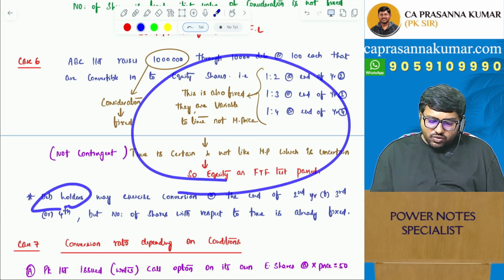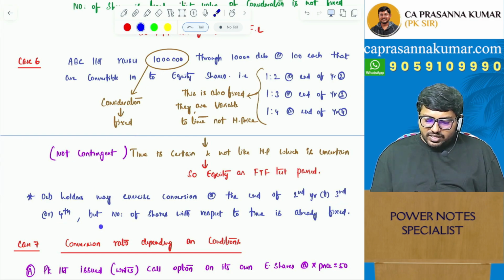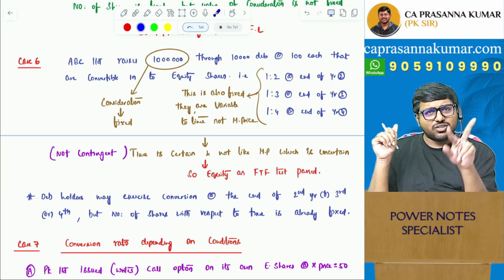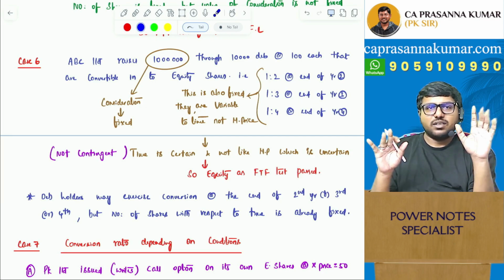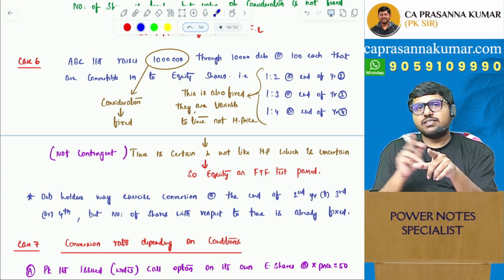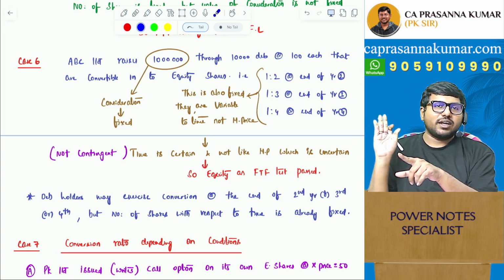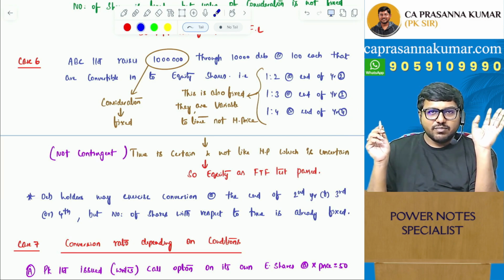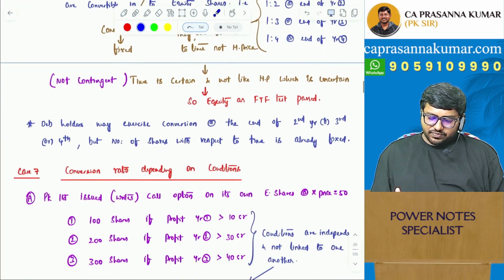So, debenture holders may exercise conversion at the end of second year or third year or fourth year. But the number of shares with respect to the time is already fixed. You can redeem only once, either second year or third year or fourth year. That's all. It's not like second year also I'll do, third year also I'll do. No, it's not that. Second year you're doing, fine. Third and fourth are automatically eliminated. Third year you're doing, already second is eliminated. Fourth will automatically be eliminated. Fourth year you're doing, then second and third are automatically eliminated. You get what I'm trying to say, right? So ultimately the number of shares is fixed.